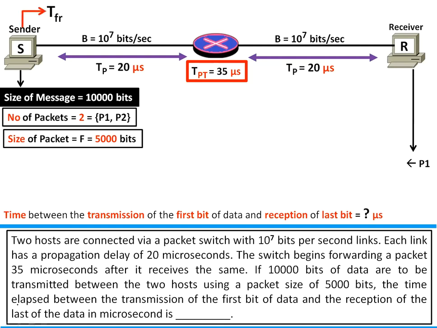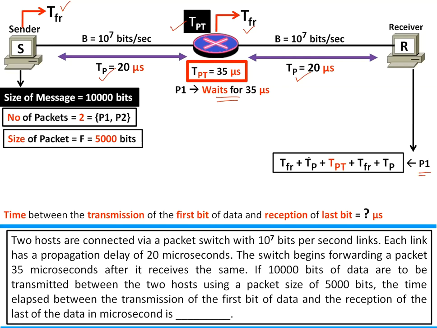There are 2 packets. How much time does the first packet take? It takes TFR here, then TP here, then TPT here. So P1 waits for 35 microseconds. Then again TFR, then again TP, guys. So ultimately, TFR plus TP plus TPT plus TFR plus TP. Fine, very good.